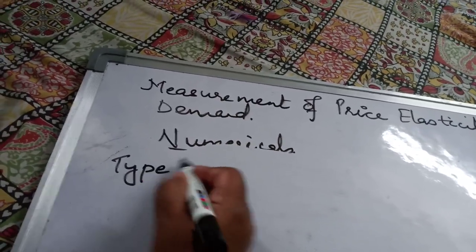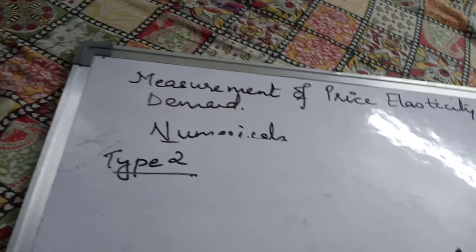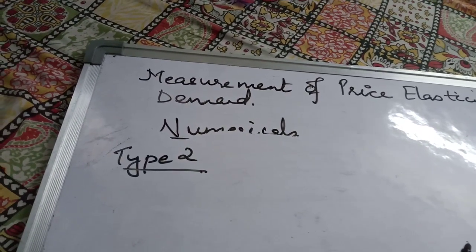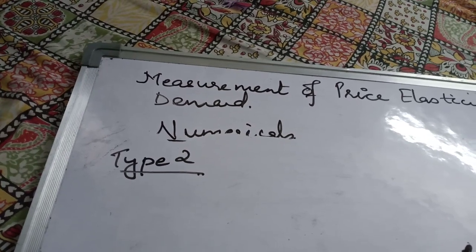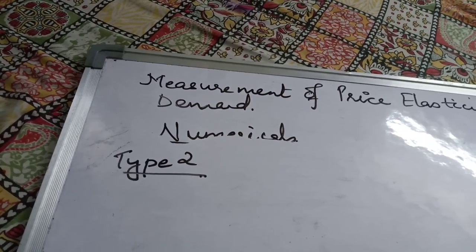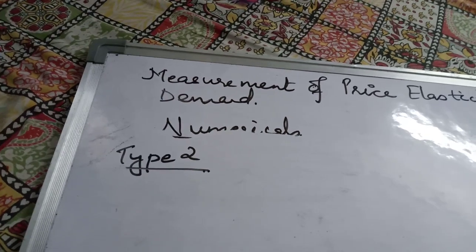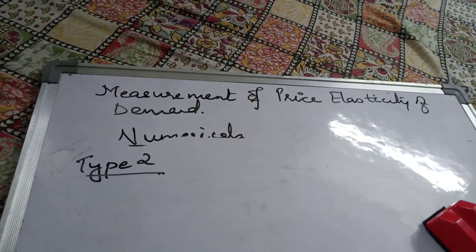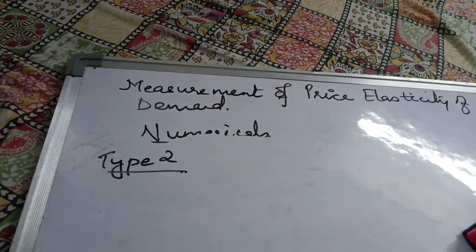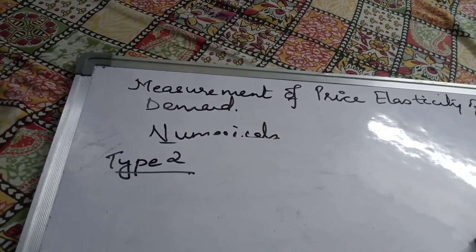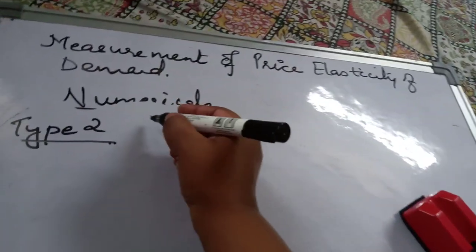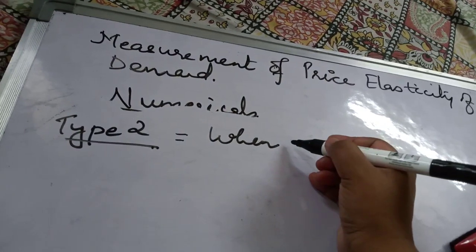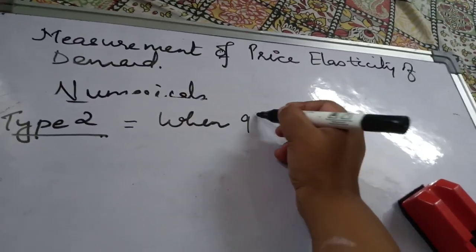Now type 2 is a kind of question where your elasticity will be given, the two prices, the original and the new price will be given, the original quantity will be given, and you need to calculate the new quantity. So I'm giving you a question of this type. Type 2 is the kind of question when quantity is to be calculated.